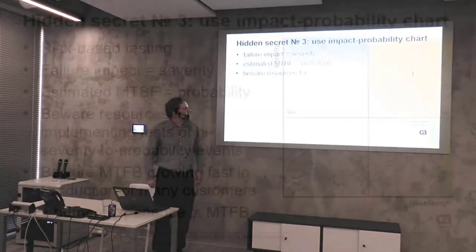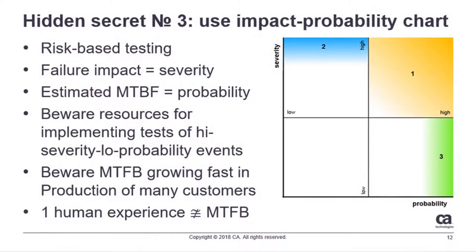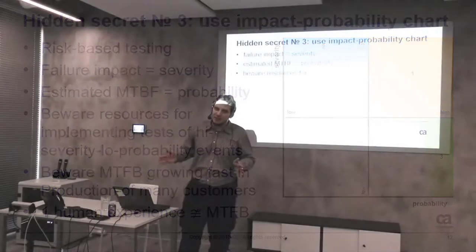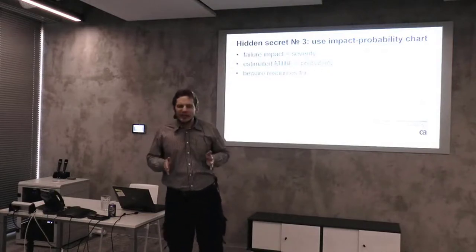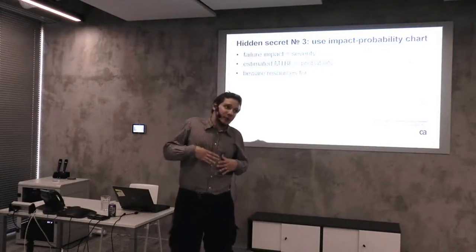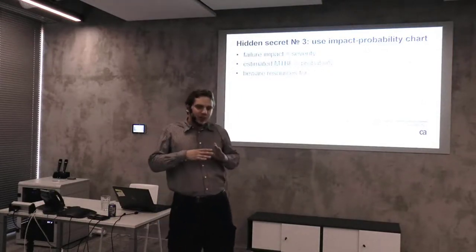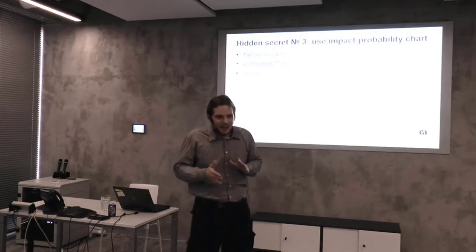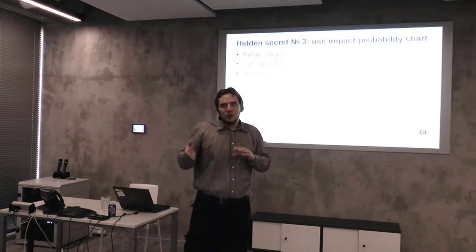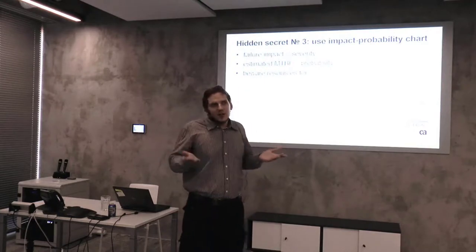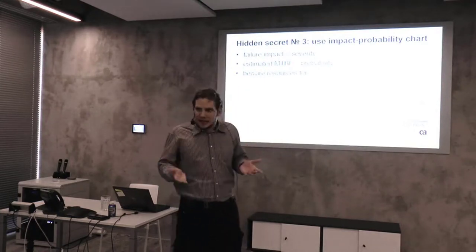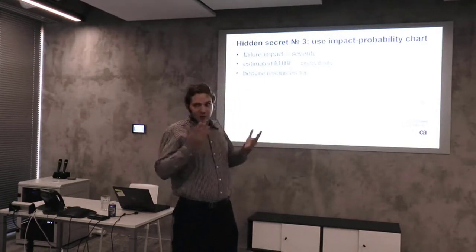Hidden secret number 3, impact probability chart. One of the QA maxims is that there is never enough resources for QA. There is never enough time so that I could test everything I wanted to. There is never enough time to do the test analysis as thoroughly as I'd like to. There is never time to automate it as well as I would want. Well, there is not time for anything, anytime, anyhow. So you have to prioritize.